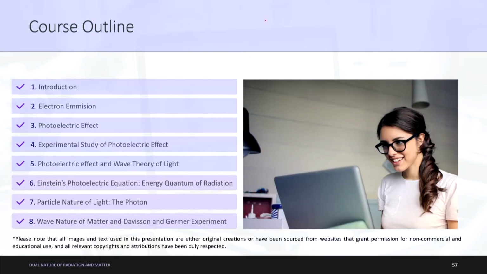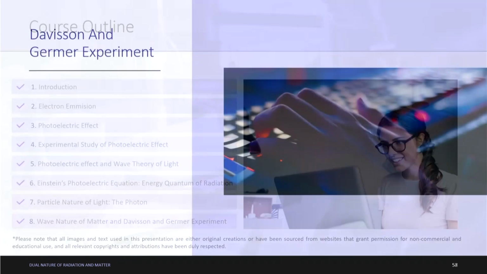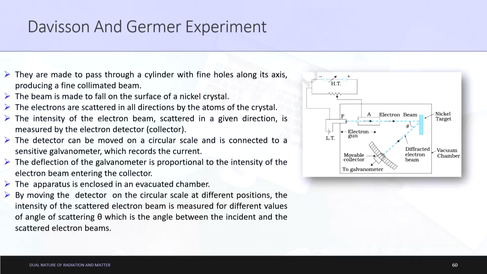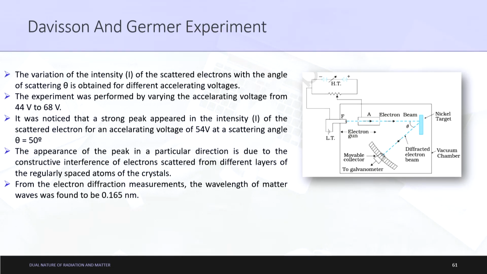Right now we are on the last topic of this lecture series, that is the Davisson Germer experiment. Maybe by the end of this lecture we are done with this complete lecture. The Davisson and Germer experiment has already been explained in the previous discussion. Let's move on with this discussion now.